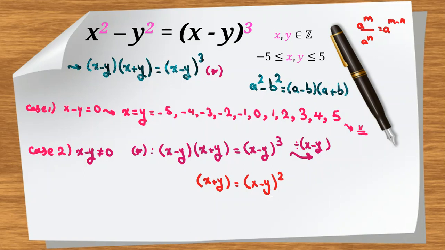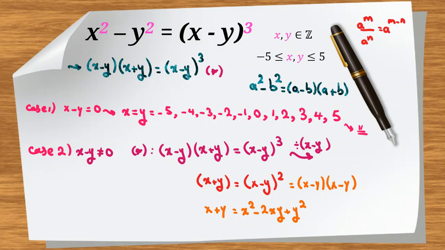Now, from this part, we should expand. If you don't know what (x minus y) squared is, you can write it as (x minus y) times (x minus y). On the left hand side, we have x plus y. On the right hand side, it will be x squared minus xy minus yx, which is -2xy, and minus y times minus y will be plus y squared. So here we take x and y to the right hand side.